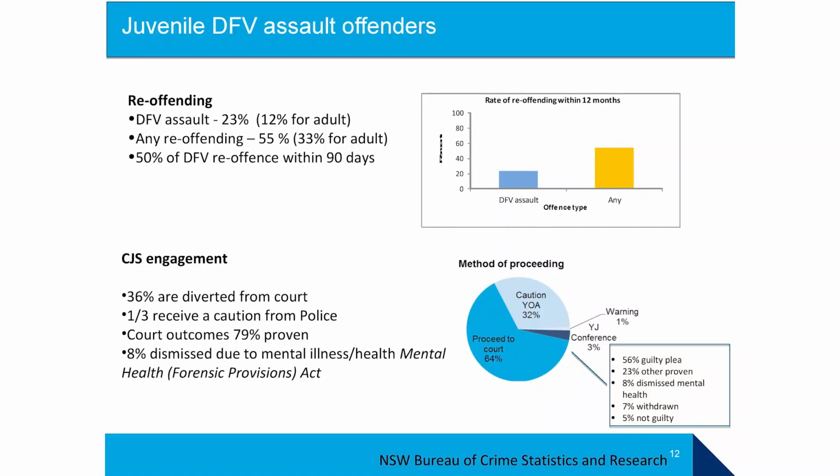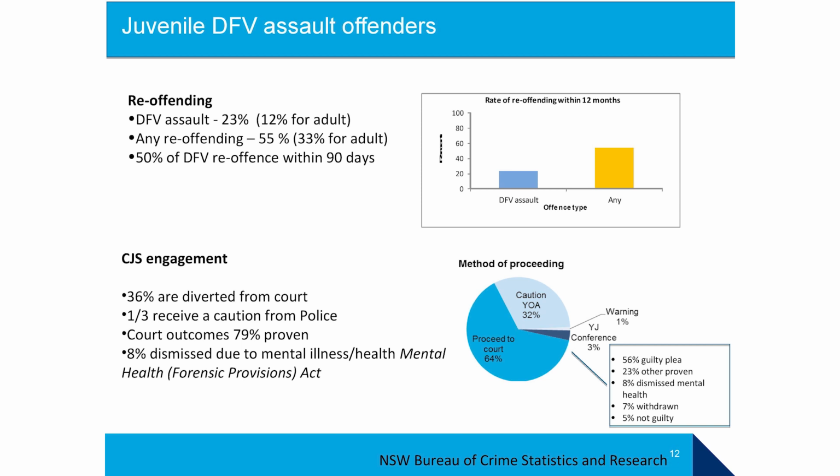When we look at their reoffending, we see a similar pattern again, where we have a much higher proportion of these young people reoffending within 12 months for a domestic assault than we do for adult DV offenders. And when we look at reoffending of any kind, over half had reoffended within 12 months, which again is a lot higher than for adult offenders, which was 33%.